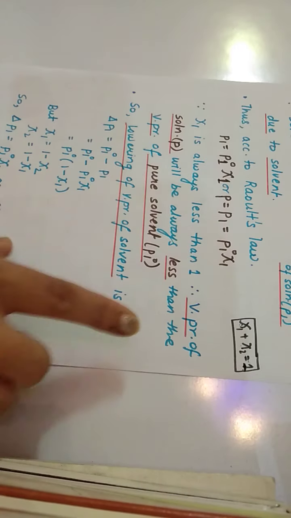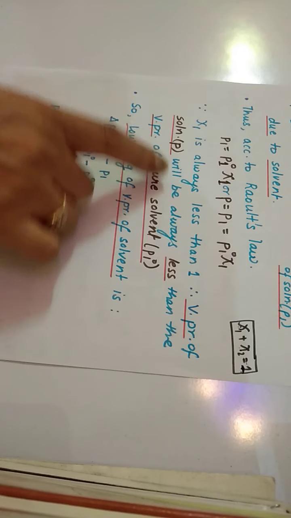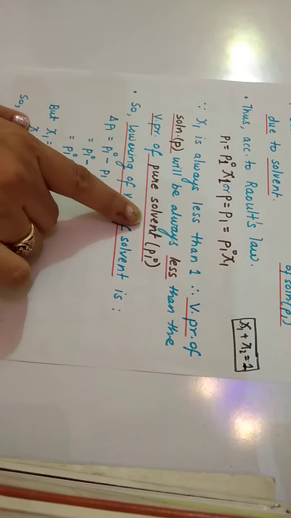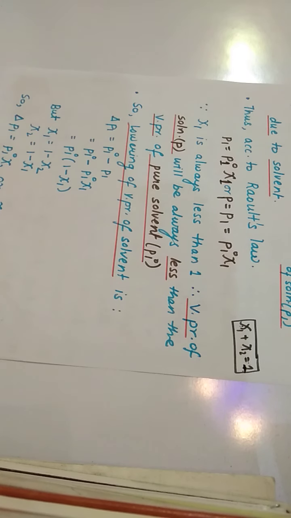So that's what it's written here. Vapor pressure of the solution will be always less than the vapor pressure of pure solvent, that is P1 naught.